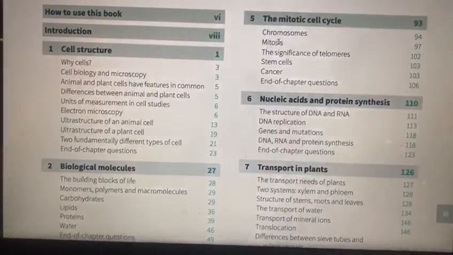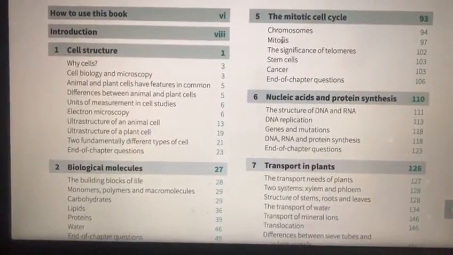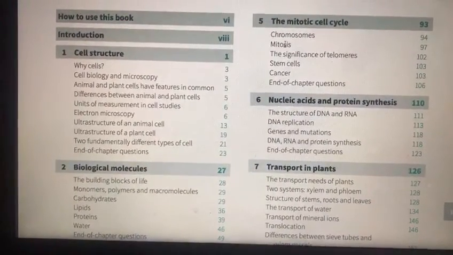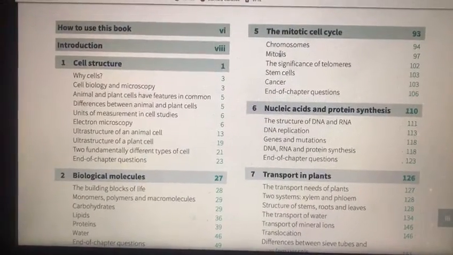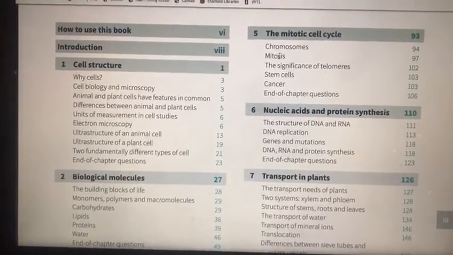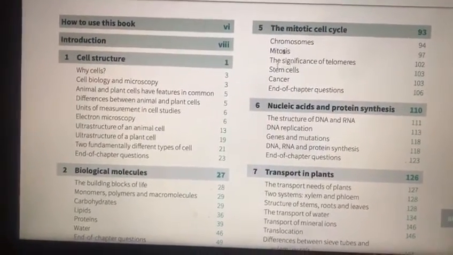Then you have the mitotic cell cycle. This again is a very technical chapter, not very information heavy. As long as you know the names of the different stages and the main functions that each of these different phases and stages serve, you're good to go. So this won't be that hard.